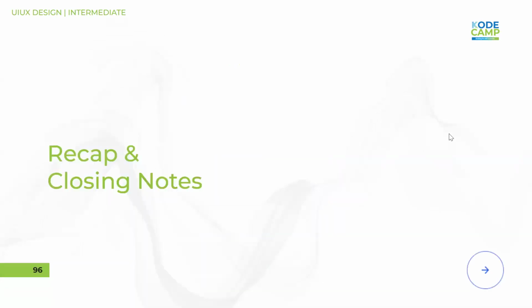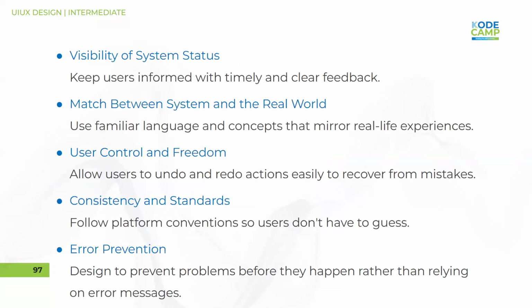So recap and closing for today. I'm just going to run down the principles to remind us, because I just noticed that some of us have forgotten them. So visibility of system status. This helps keep users informed with timely and clear feedback. Match between system and real world. You have to use familiar language and concepts that mirror real life experiences.